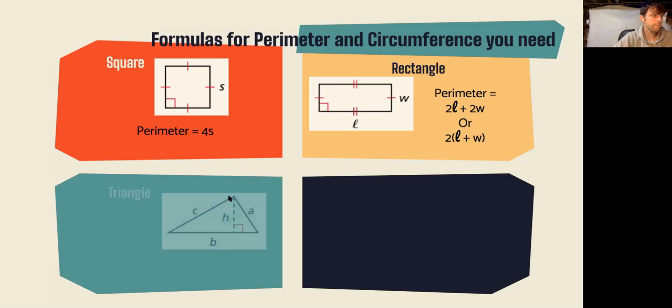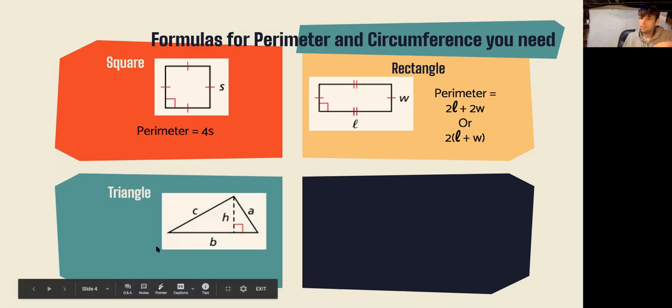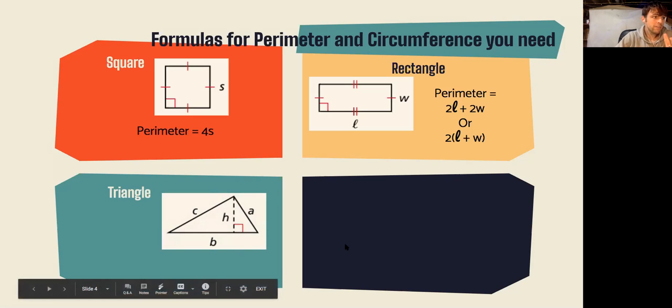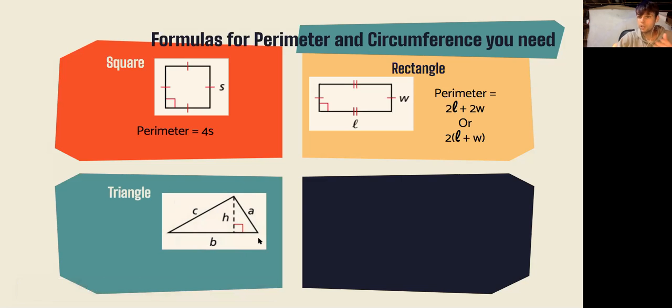even if we don't have to use it every time. For a triangle, there's not really a fancy formula for the perimeter of a triangle. Triangles can come in all sorts of different shapes. They're all triangles, but they could be acute triangles or obtuse triangles or right triangles.